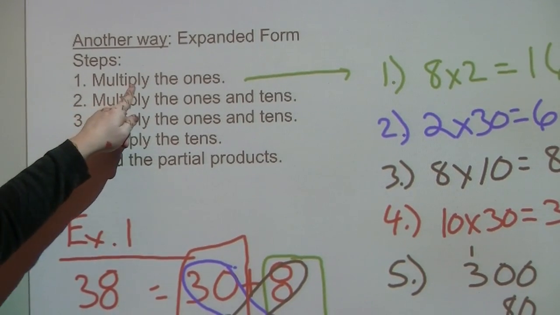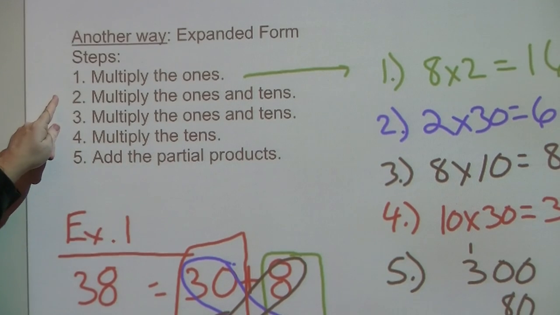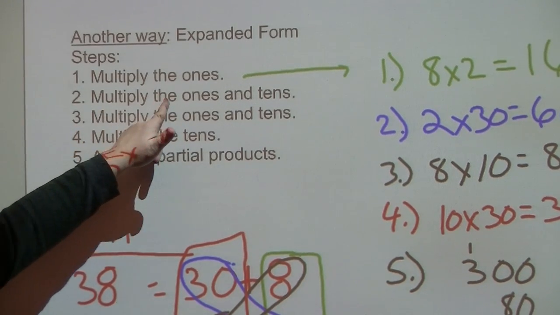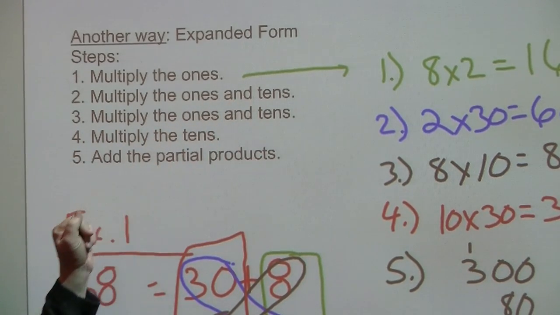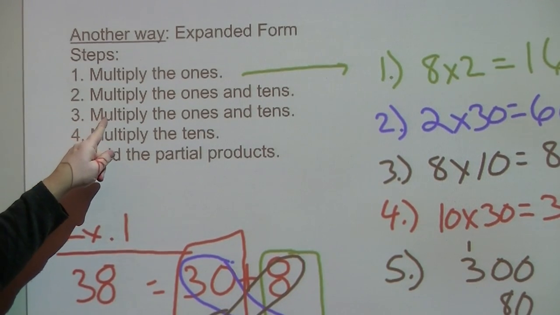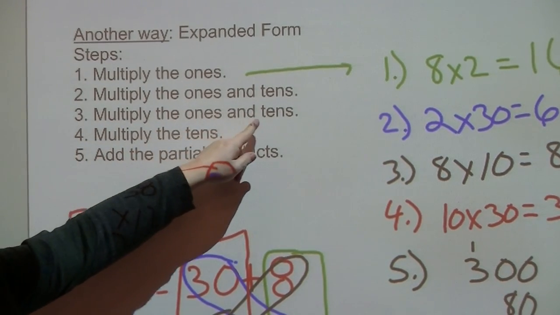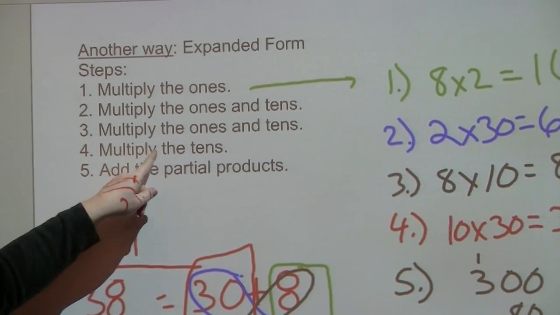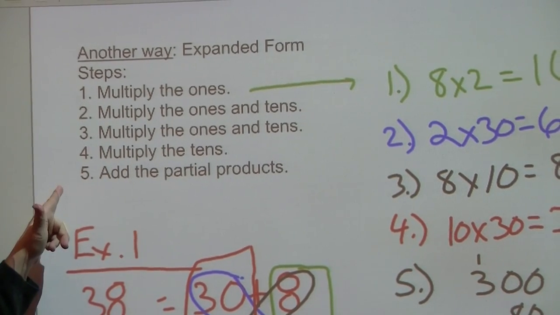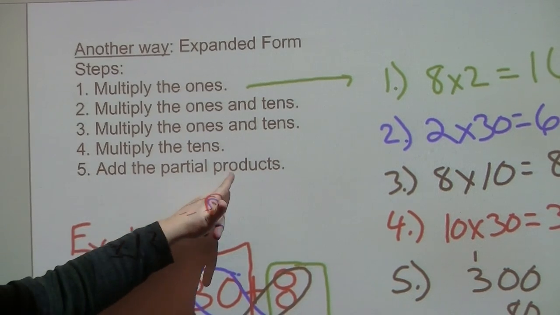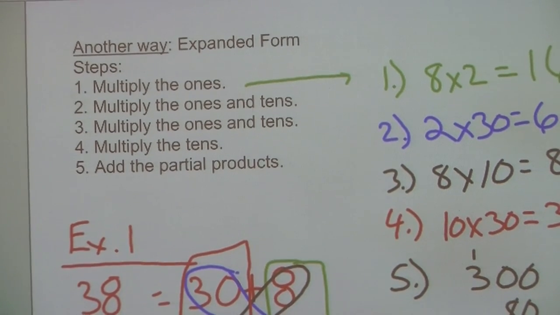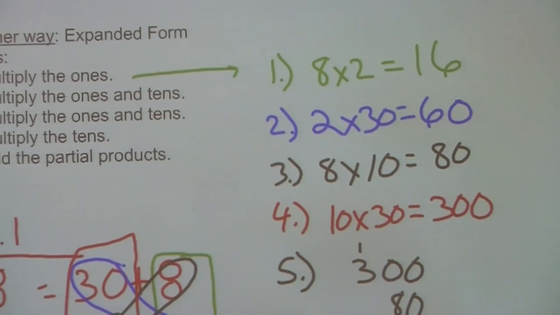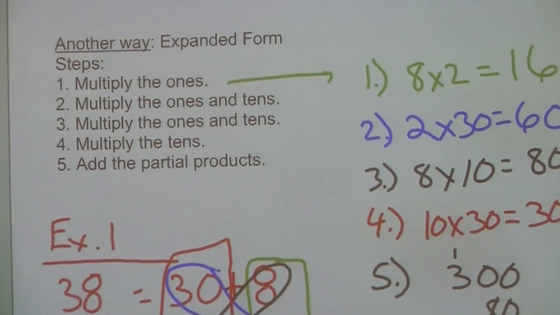Number 1 says to multiply the ones. Number 2 says then to multiply the ones and the tens. Number 3 says the same thing, multiply the ones and the tens, and I'll explain that in a minute. Number 4 says to multiply the tens, and step 5 then will be to add the partial products together. Okay, so get those notes copied, get your steps firmly written down, and now we're going to walk through several examples together.